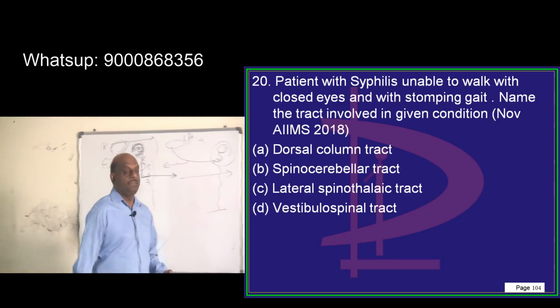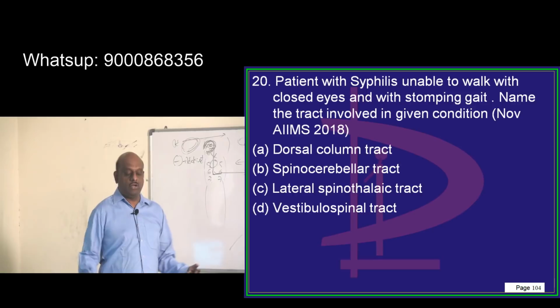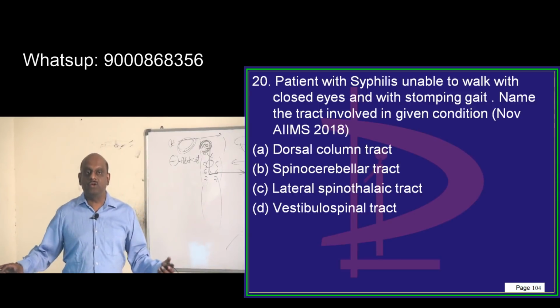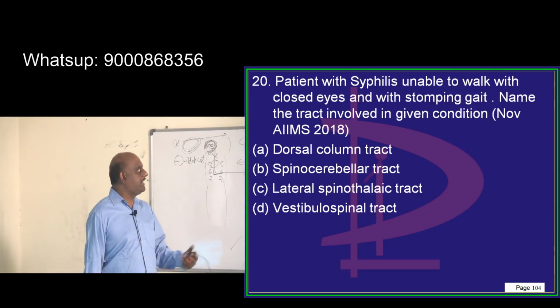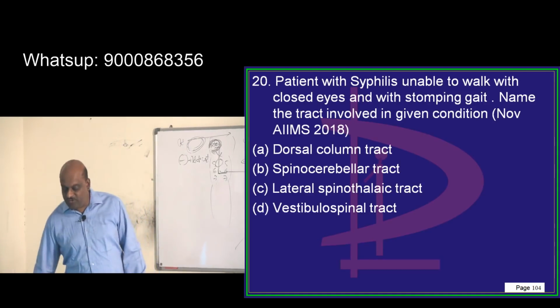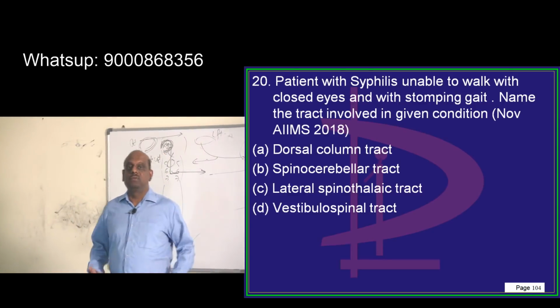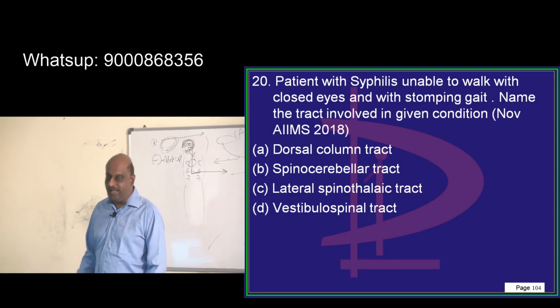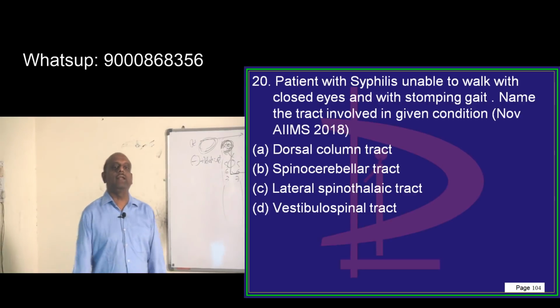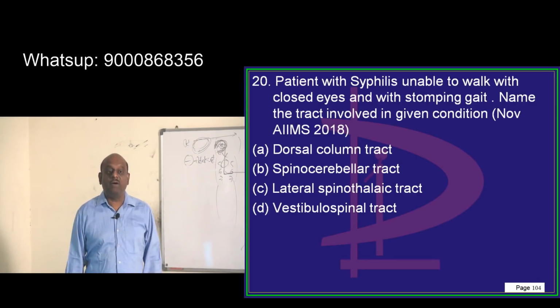Now doc, a patient with syphilis is unable to walk with closed eyes. He has a stomping gait. What is the tract involved? I think the easiest question in the planet. Dorsal columns will bring your vibration sense, touch sense from the lower limbs. You are able to be in good balance. How are you able to do that?